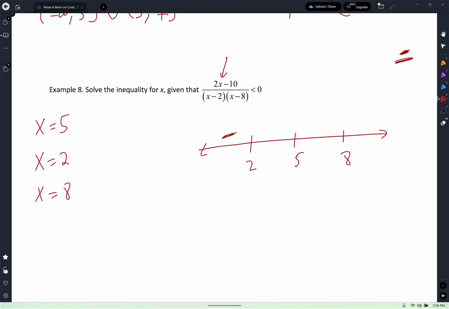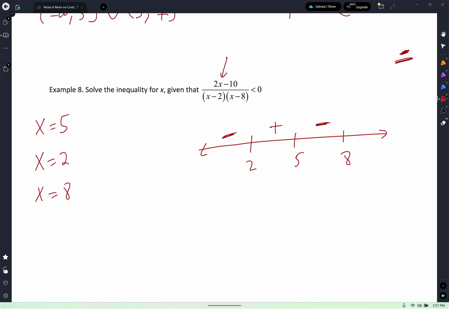Give me a number between 5 and 8. 6. 2 times 6 is 12. 12 minus 10. Positive or negative? Positive. So you got a positive on the top. 6 minus 2. Positive or negative? Positive. 6 minus 8. Positive or negative? Positive divided by negative. Negative. And then finally, a number bigger than 8, like 10. Positive on the top. Positive times positive on the bottom. You're going to get positive all around.